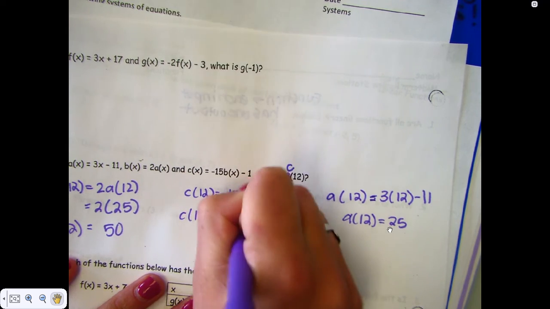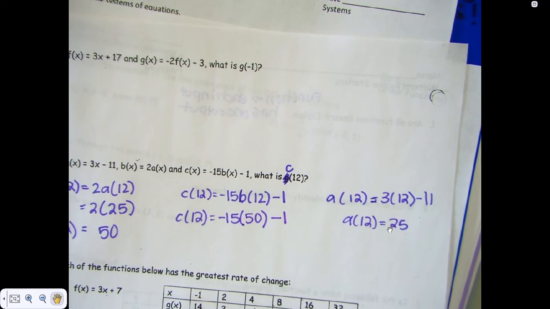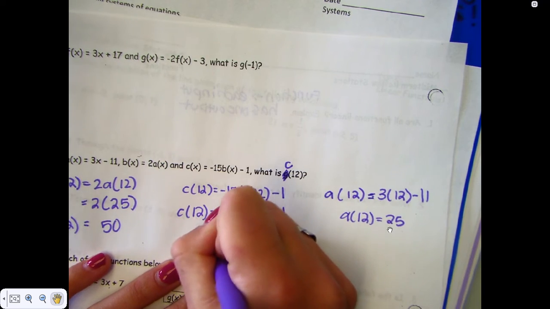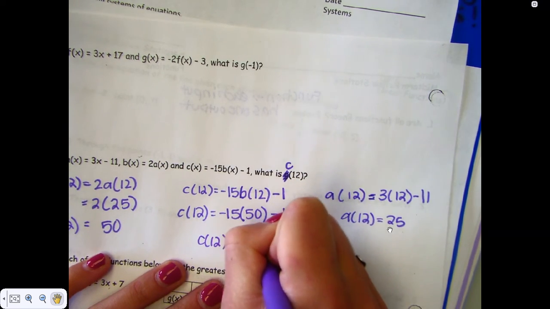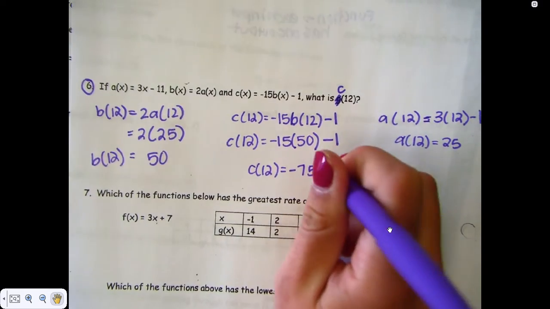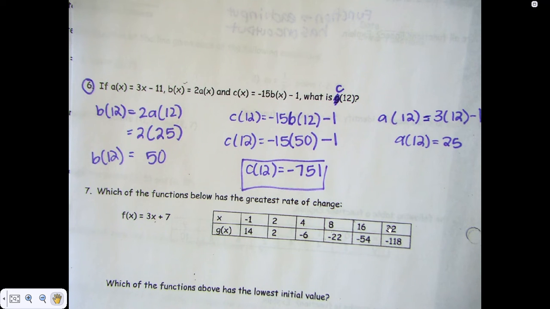Negative 15 times 50 minus 1 is negative 751. So that would be my answer for that. So like a puzzle, you just have to keep looking for what it needs, and then if you need to plug it in, you work backwards from there.